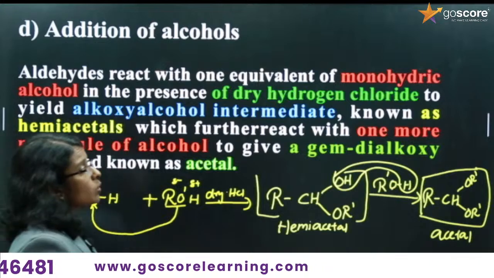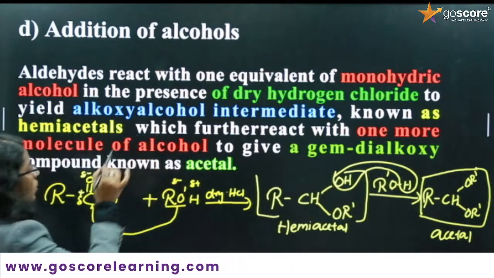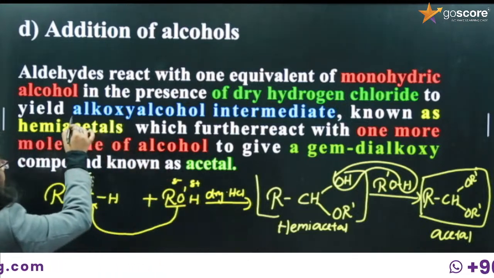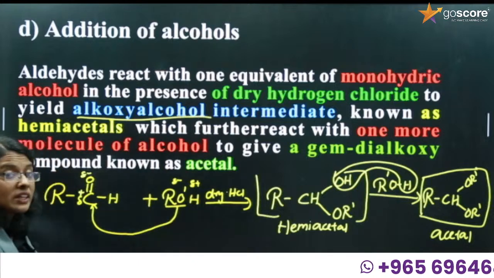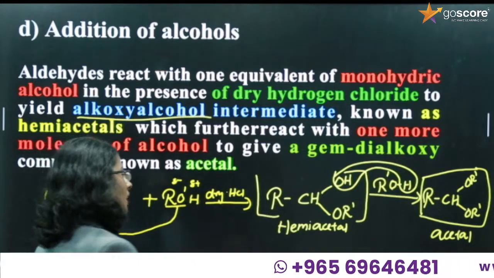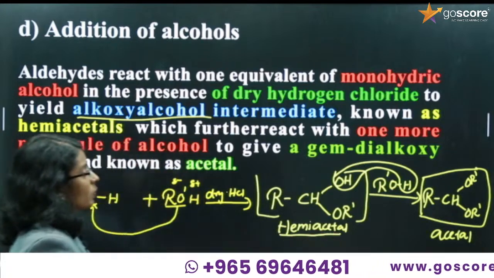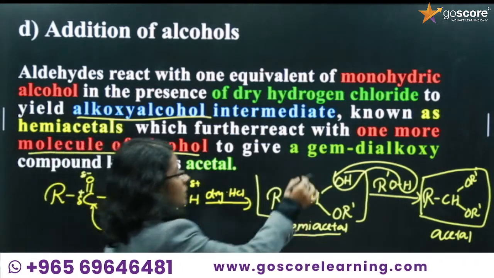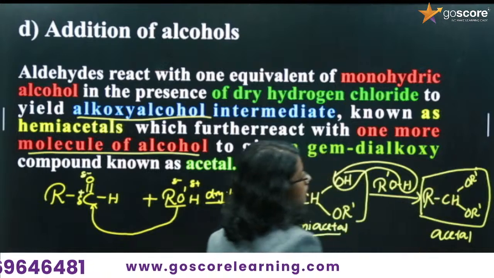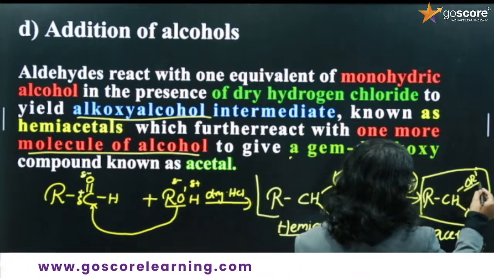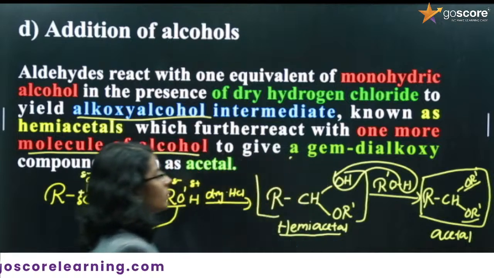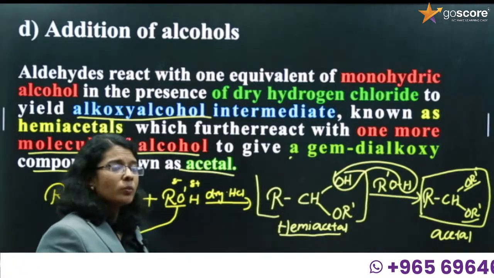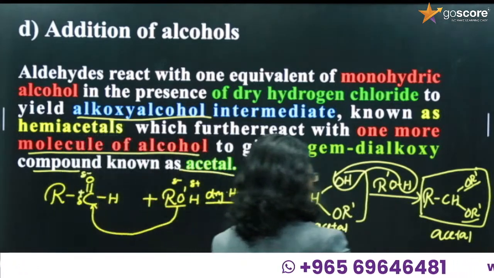So that is written here. Aldehyde reacts with one equivalent of monohydric alcohol in presence of dry hydrogen chloride, dry HCl. You will get an alkoxy alcohol. That alkoxy alcohol intermediate is called hemiacetal. Then we treat it further with one more molecule of alcohol to give gem-dialkoxy. Gem-dialkoxy means there are two alkoxy groups on the same carbon. So it is called a gem-dialkoxy compound. That compound is called acetal. Okay.